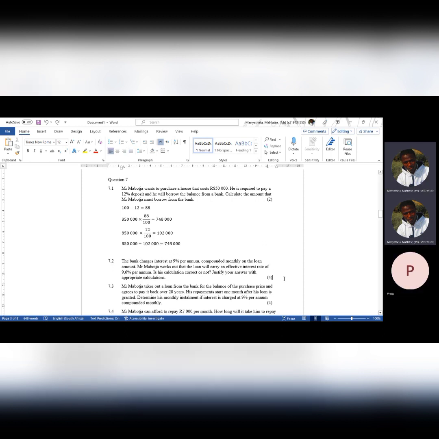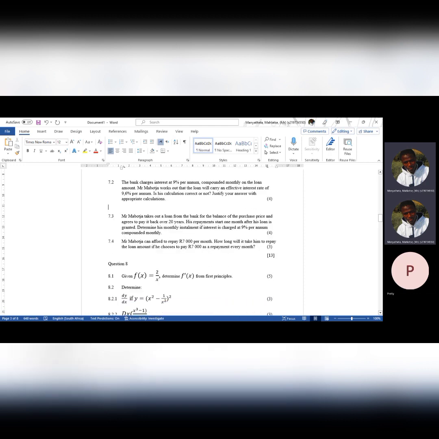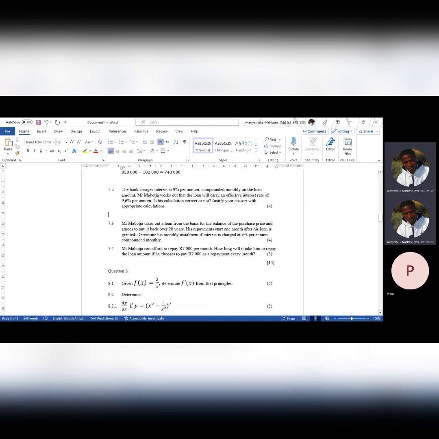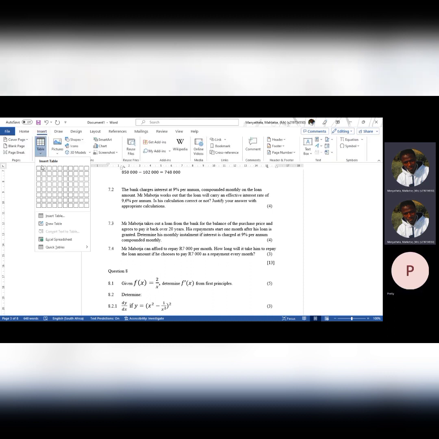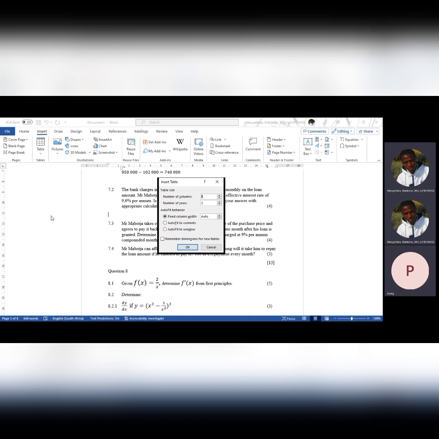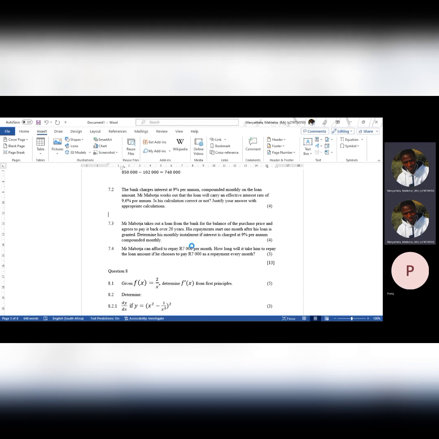Okay, fine. Let's go to question 7.2. It says the bank charges interest at 9% per annum compounded monthly. So before we can even get to that, you should remember this table. The table will guide you. Like if it's monthly, let me just, okay.